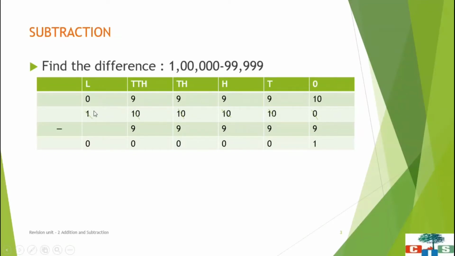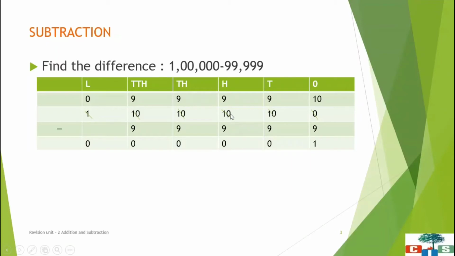We have 1 at the lakhs place. So this 1 will be reduced by 1 and it will become 0, and this 0 will become 10. Now this 10 will be reduced by 1, that is 10 will become 9, and this 0 will become 10. Now we will give 1 to the hundred thousands place. By giving 1 to the next place, this 10 will become 9 and this 0 will become 10.